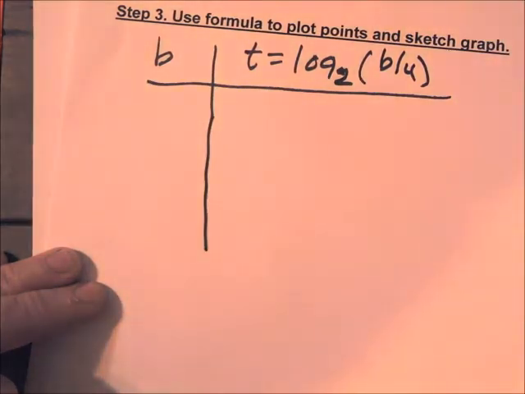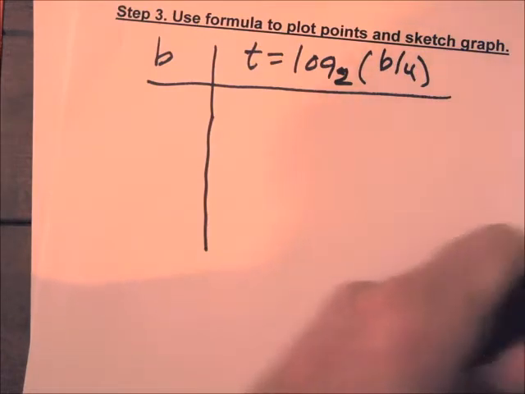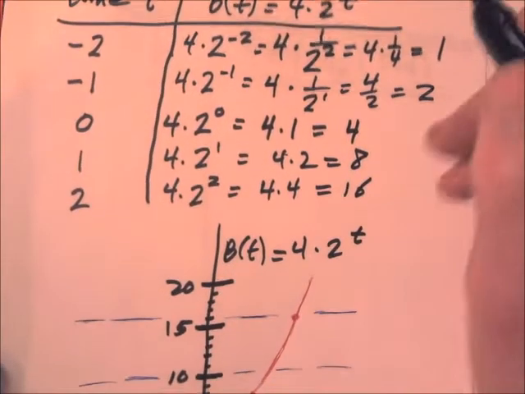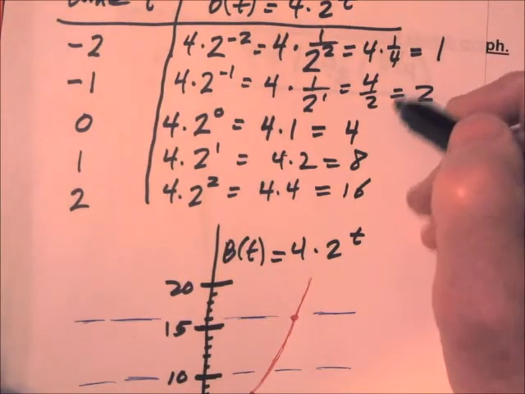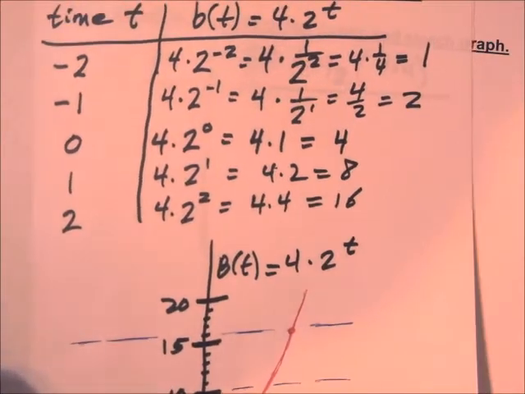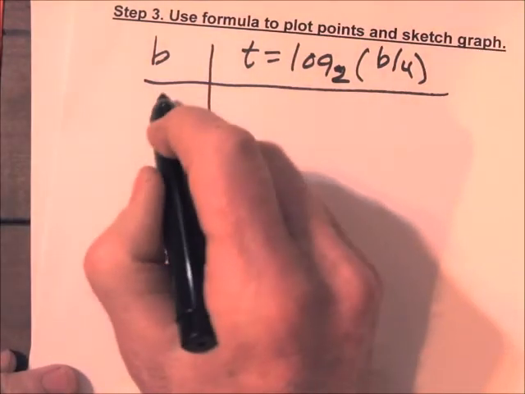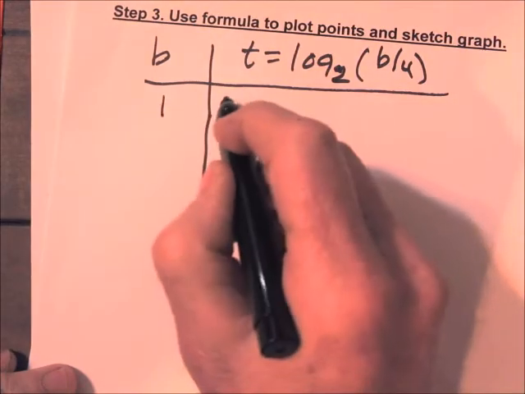And for convenience, I'll just use these same numbers that I used before. My outputs before were 1, 2, 4, 8, and 16. So I'll use those same numbers for inputs now because we're just switching the roles of B and T. And so I'll start with 1.